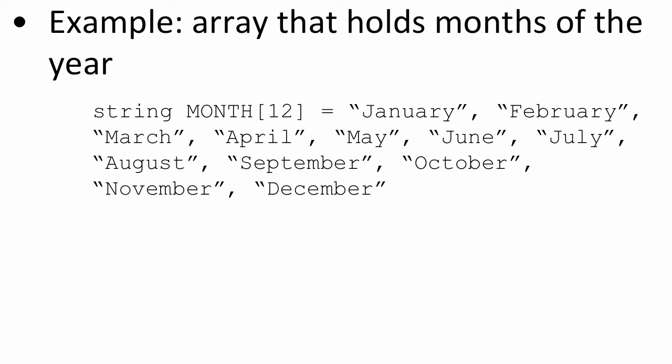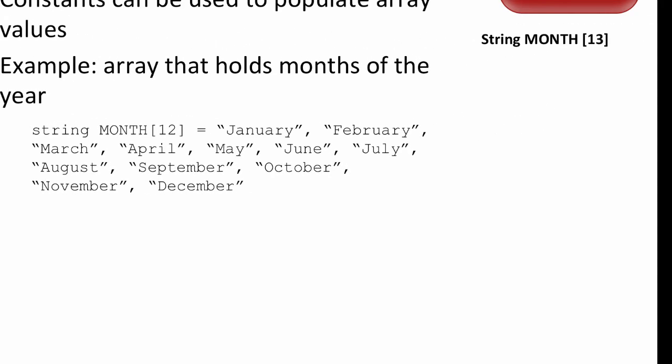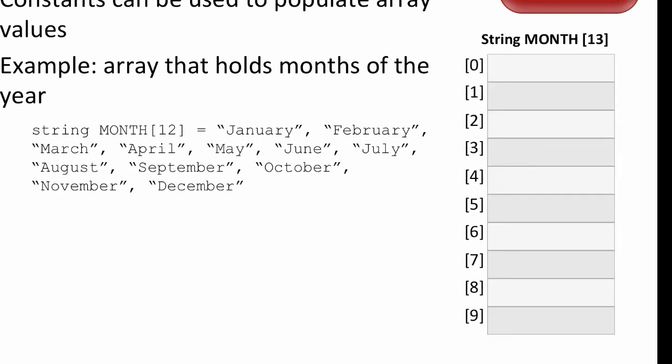So what I'm going to do is, now look over here on the right, I'm going to make a string called month, and I'm going to make it 13 elements big. And what am I going to do with this? Well, I'm actually going to have my string, and this one goes from 0 to 9. That's because I ran out of screen space. But the idea is that it starts at 0.